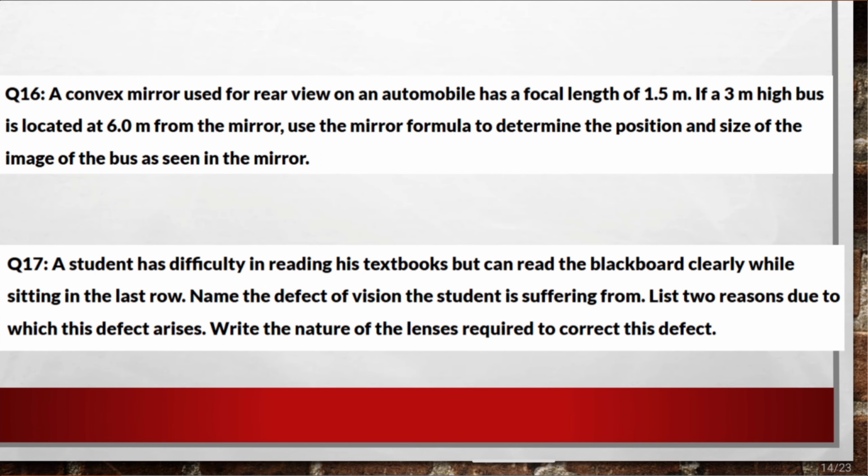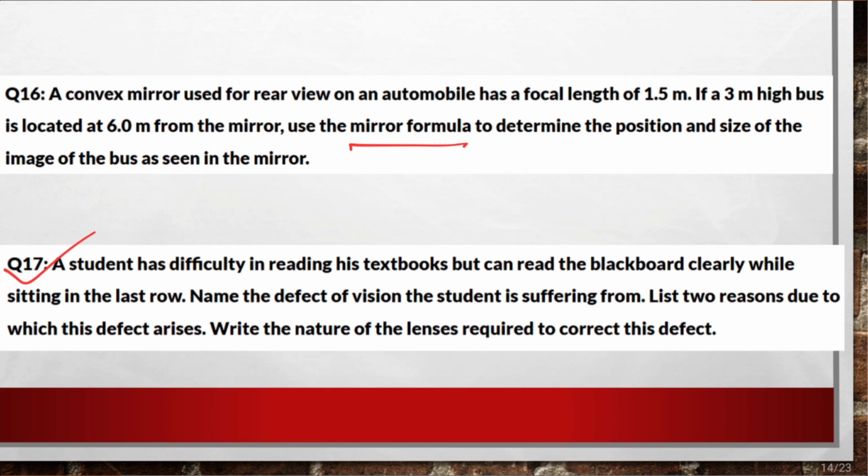Next, a convex mirror used for the rear view of an automobile has a focal length of 1.5 meter. If a 3 meter high bus is located at 6 meter from the mirror, use the mirror formula to determine the position and size of the image of the bus as seen in the mirror. So it's a numerical and you need to use the mirror formula.